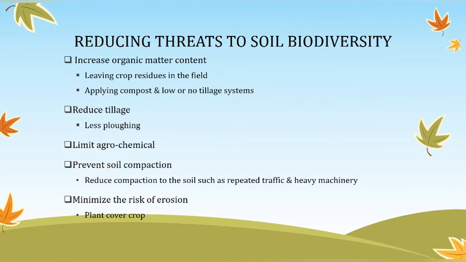So, how to reduce threats to soil biodiversity? First, we need to increase organic matter content by leaving crop residue in the field. Second, we need to reduce tillage by less ploughing. Third, we need to limit agrochemicals by using non-chemical pest control. Four, we need to prevent soil compaction such as repeated traffic and heavy machinery. And lastly, we need to minimize the risk of erosion by planting cover crops so the soil is not constantly moving.